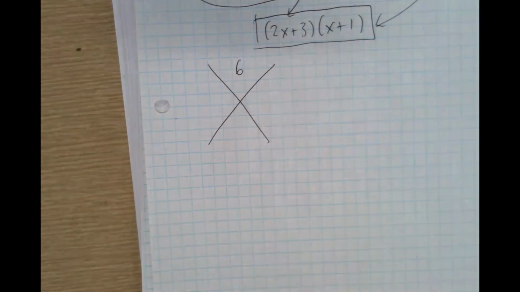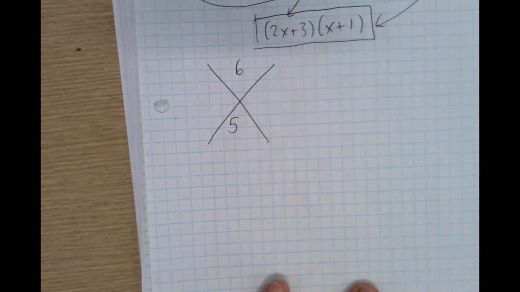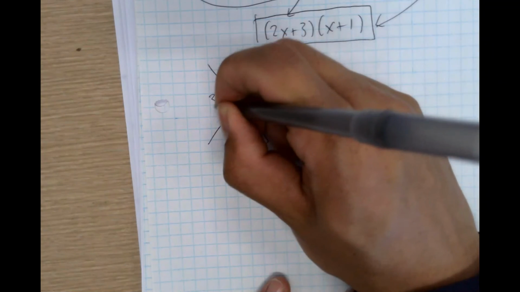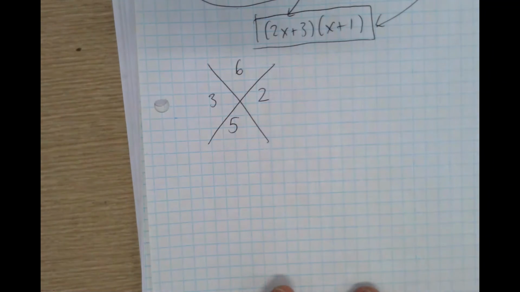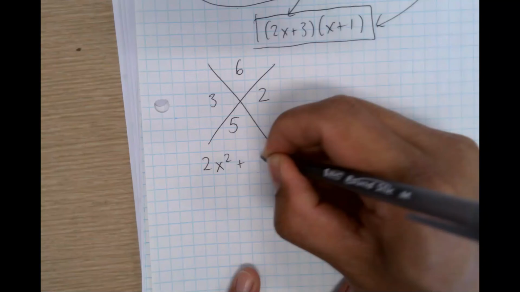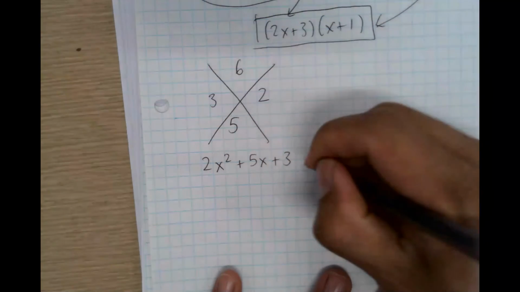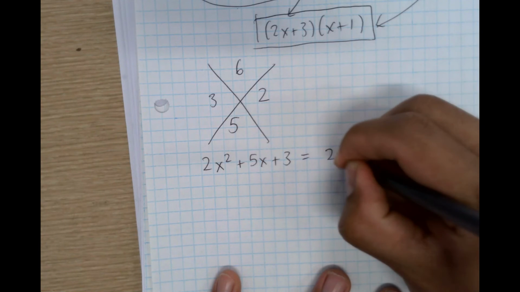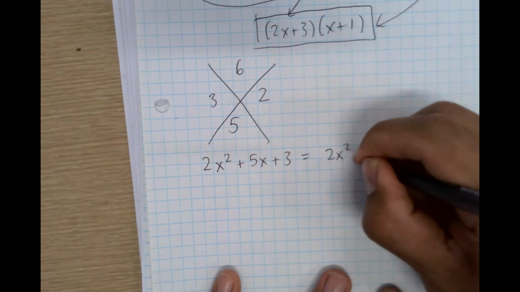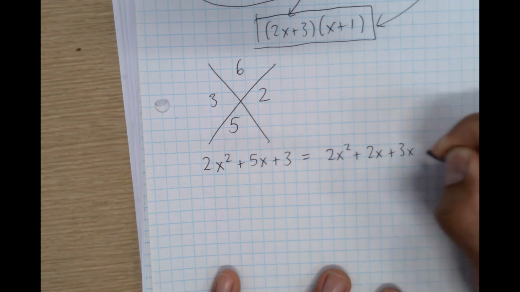So on the bottom, this is the same problem. It's exactly the same problem. This is just method number 2. So you can see here that we came up with the numbers 3 and 2. And what I want to show you is that in our original equation, we have 2x squared plus 5x plus 3. This can be converted into 2x squared plus 2x plus 3x plus 3.